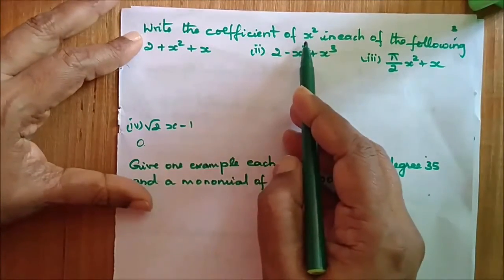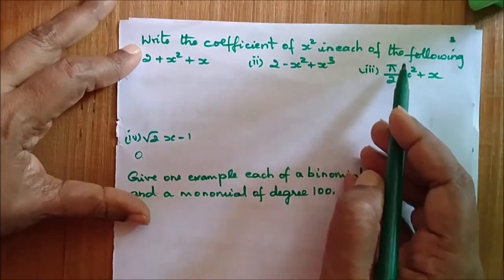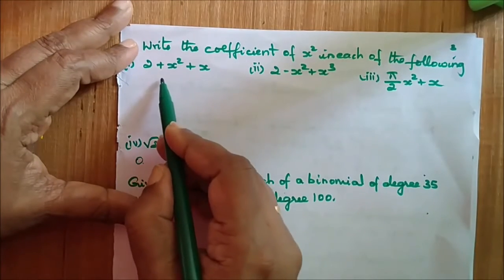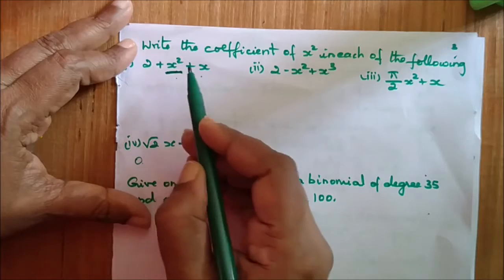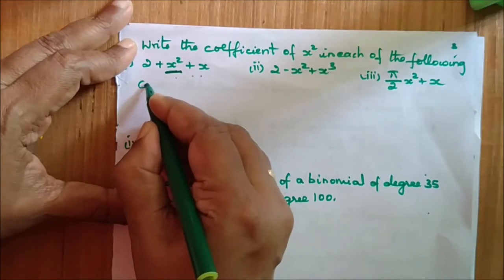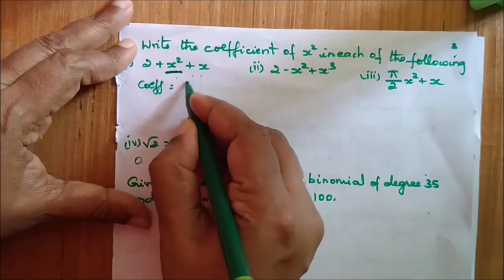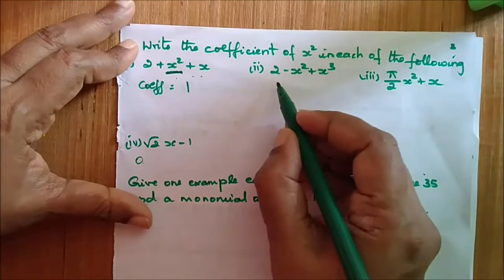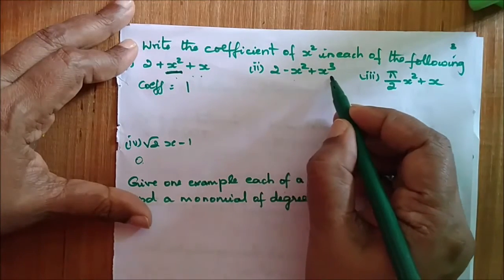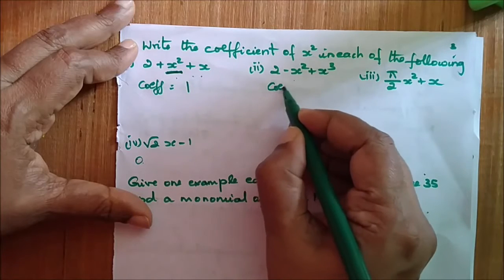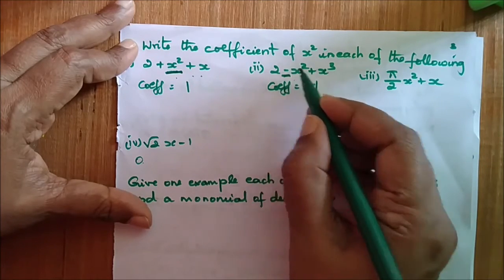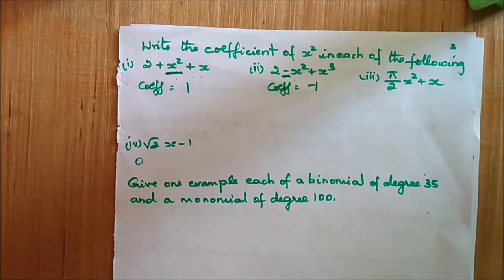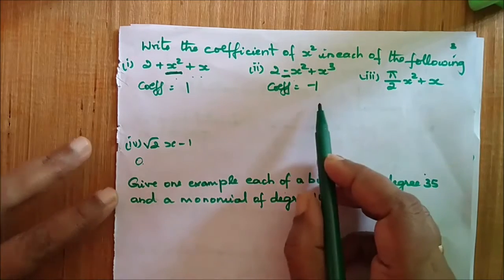Write the coefficient of x squared in each of the following. 2 plus x squared plus 1. We are asked the coefficient of x squared. What is it? The coefficient is nothing but 1 here. In this, 2 minus x squared plus x cubed. So in this case, the coefficient is nothing but minus 1. Here we have minus x squared, which means minus 1 into x squared. So the coefficient is minus 1.